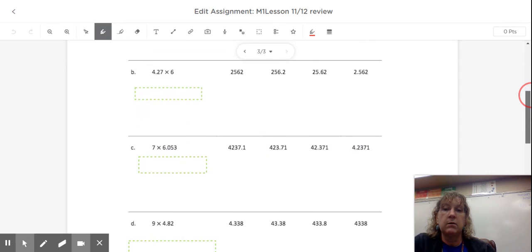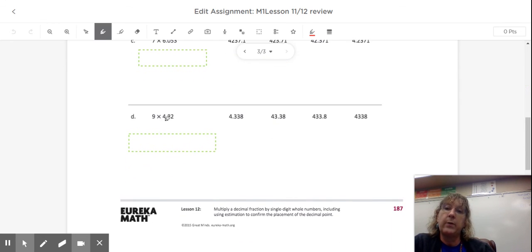Now, down here, same thing. This one is where we got a little confused, okay? This number, 4.82, your first thought is, well, maybe I should do 9 times 4. And that's a good place to start. But all of these numbers are much bigger than what 9 times 4 comes out as. And again, that's because 4.82 is actually closer to 5. So if we did 9 times 5, it might give us a better estimation to figure out which answer we're going to choose. So put that in.